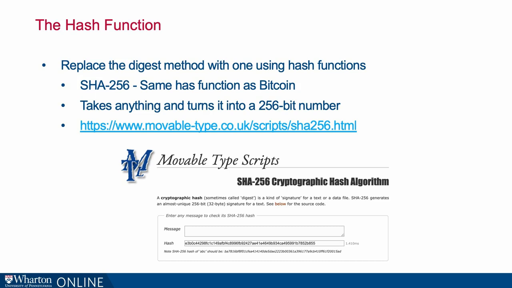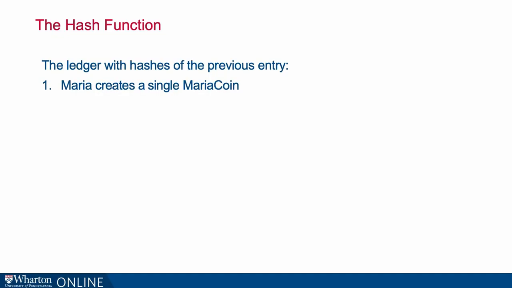And I would encourage you to just stop for a moment and try it. You can simply Google SHA-256 to find many examples on the web. Here is one. Okay, so here is what I've done. Here's my ledger with hashes using SHA-256 of the previous entry. First, we have Maria creates a single Maria coin. Then Maria sells the Maria coin to Sophie.